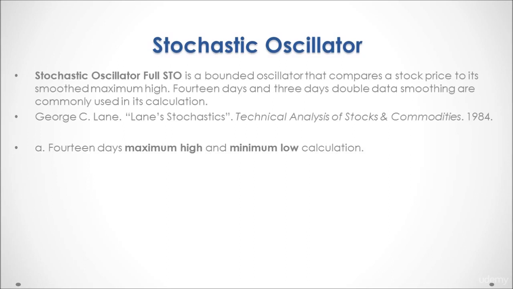Its calculation has the following steps. A. 14 days maximum high and minimum low calculation. Maximum high or high of 14 days is equal to the maximum high price from those 14 days. Minimum low or low of those 14 days is equal to the minimum low price of those 14 days.